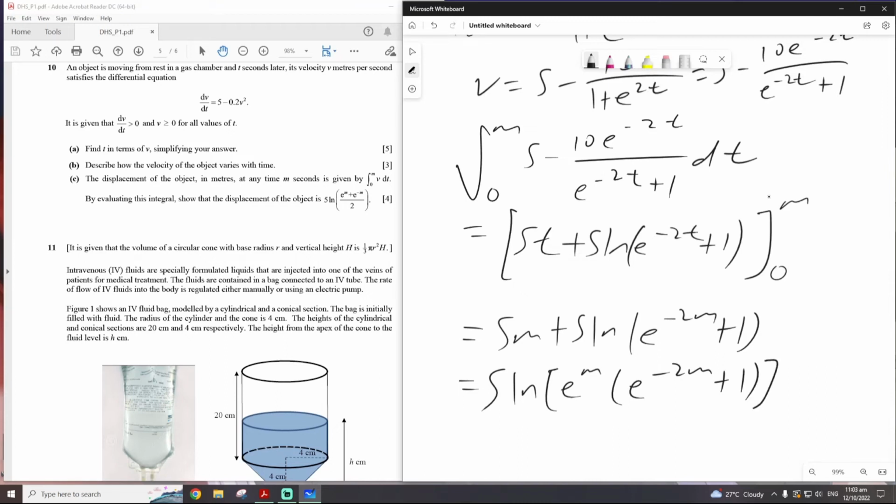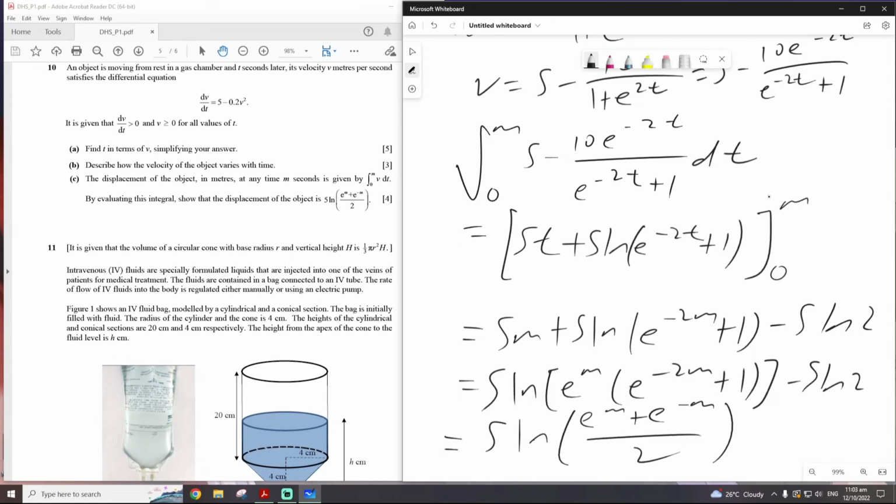Okay, I might be missing a 2 actually. Oh, there might actually be something here, because if I put 0, you actually get 5 ln 2, so my bad. 5 ln 2, and then minus 5 ln 2. And then of course you can combine the logs together. So you multiply throughout, you get e power m and e power negative m. So this is 5 ln((e power m plus e power negative m) divided by 2). Okay, so that will be what you wanted to show.